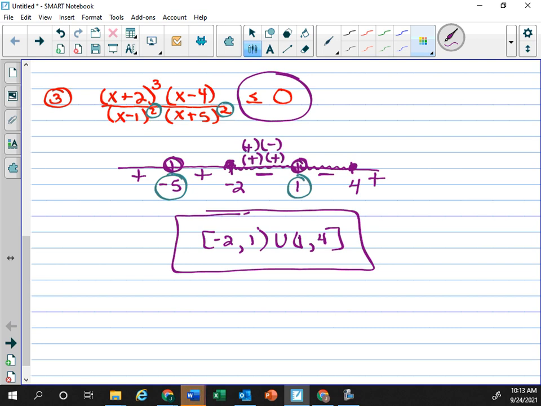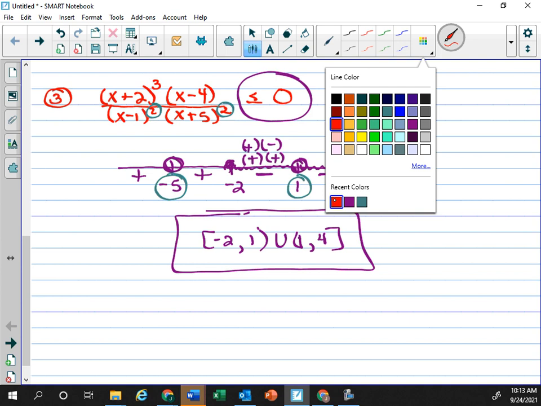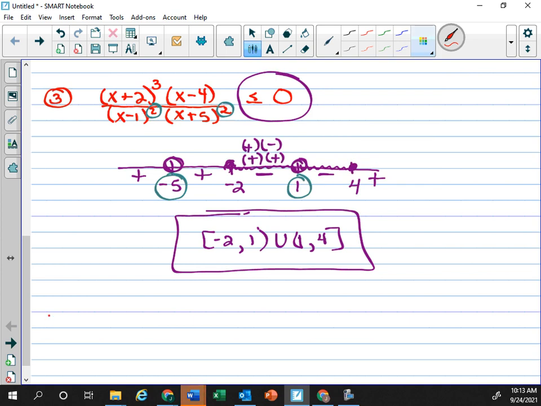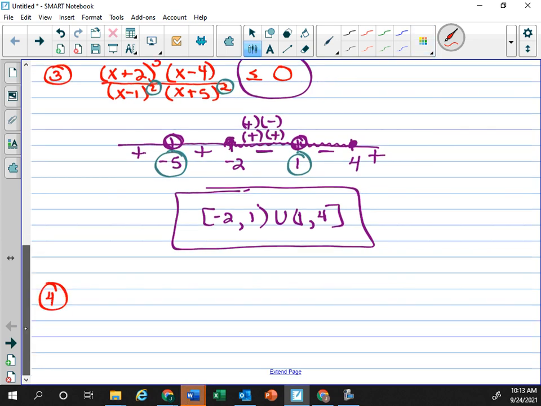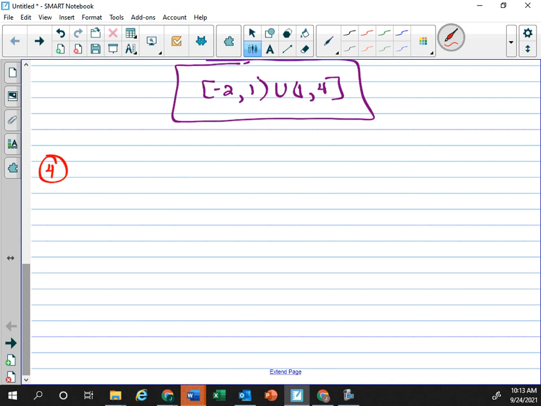All right, we're going to do one more nonlinear inequality. Let's do x minus 3 over x plus 4 is greater than 3.